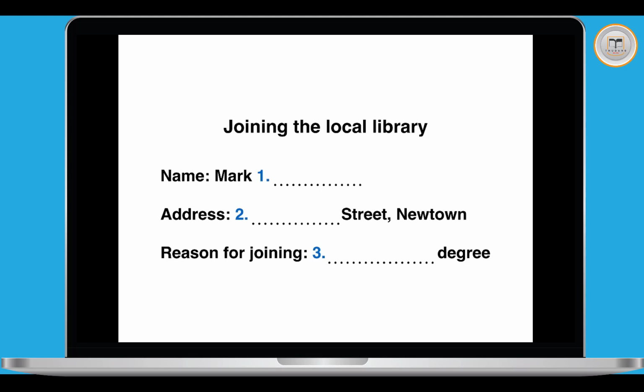That's the end of the transcript. Let's have a look at the answers. It was number 1, Mark Braithwaite. Check your spelling. Number 2, 18 Hill. Remember, we're allowed a number and a word. Number 3, postgraduate. Check your spelling. Spelling is very important. If you make a spelling mistake, unfortunately, it will be marked wrong.